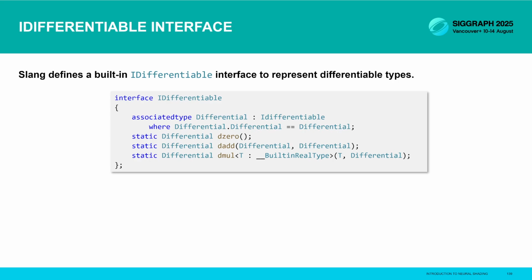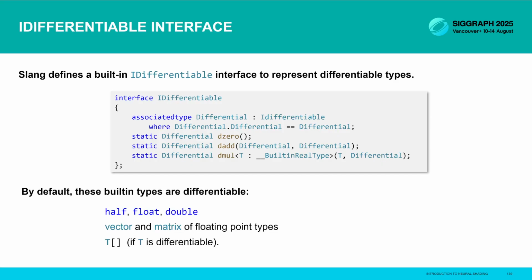This is achieved through a built-in interface called IDifferentiable, which defines a set of requirements that the type has to meet to be considered differentiable. These requirements define how to represent the zero gradients and how to do multiply or add on the gradients. By default, floating point scalars, vectors, or matrices are considered differentiable, and an array of T is also differentiable if T is differentiable.